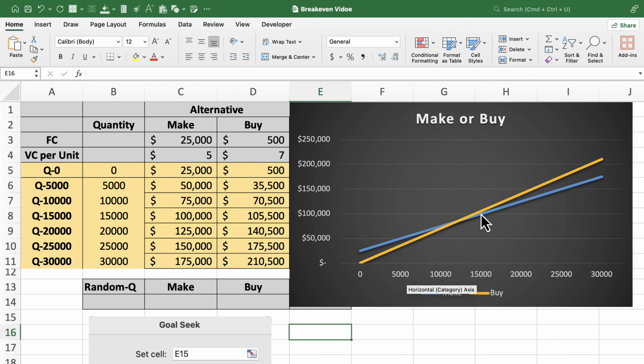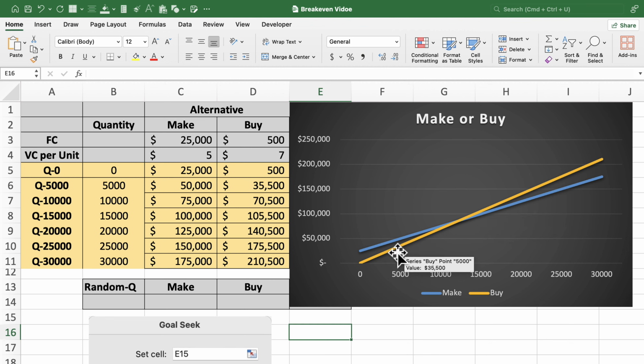Which means for any value below this break-even point, the buy option will be good because the cost associated with the buy option is less than the cost associated with the make option. So therefore, for any value below the break-even point, we will choose buy. If you want to produce 5,000, the buy option is good. If you want to produce 10,000, again the buy option is good. If you want to have 12,000, again the buy option is good, until you reach this intersection point. That's called the break-even point. Now after the break-even point, things change.